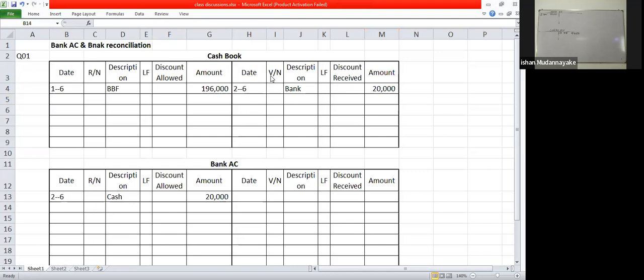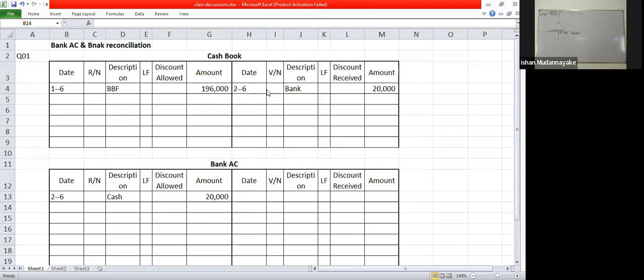Right. Okay, then next transaction. If you haven't got the printout, I can't share the screen from time to time. You need to get the printout.